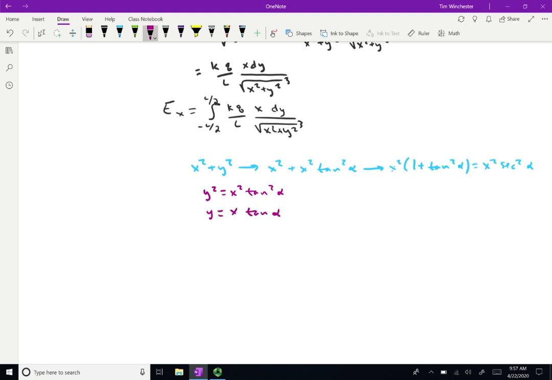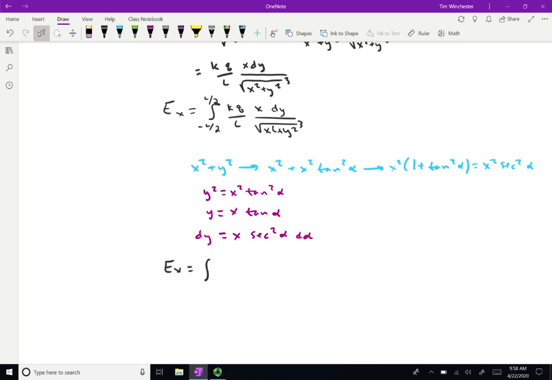All right, so now we know what that's going to do to the square root. We need to figure out what it'll do to the dy. Well, if I just take the derivative, dy is going to be equal to x times secant squared alpha d alpha. Okay, and that's basically it. So what I'm going to do is make that substitution. So E is equal to the integral.